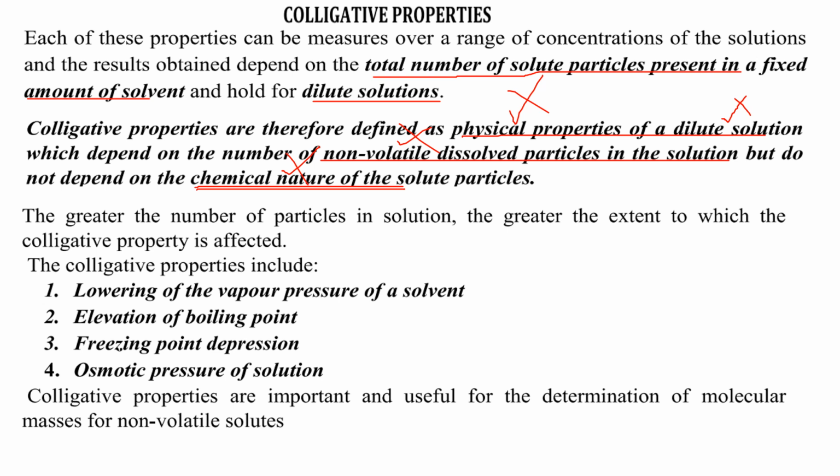So we are saying that the greater the number of particles in a solution, the greater the extent to which the colligative property is affected. Now, what are the colligative properties under physical chemistry? Number 1 is lowering of the vapor pressure of the solvent. Number 2 is elevation of the boiling point of the solvent, and also freezing point depression of the solvent or solution. And lastly, the osmotic pressure of the solution. Colligative properties are important because they enable us to determine the molecular masses of the non-volatile solid particles that have been dissolved in them.